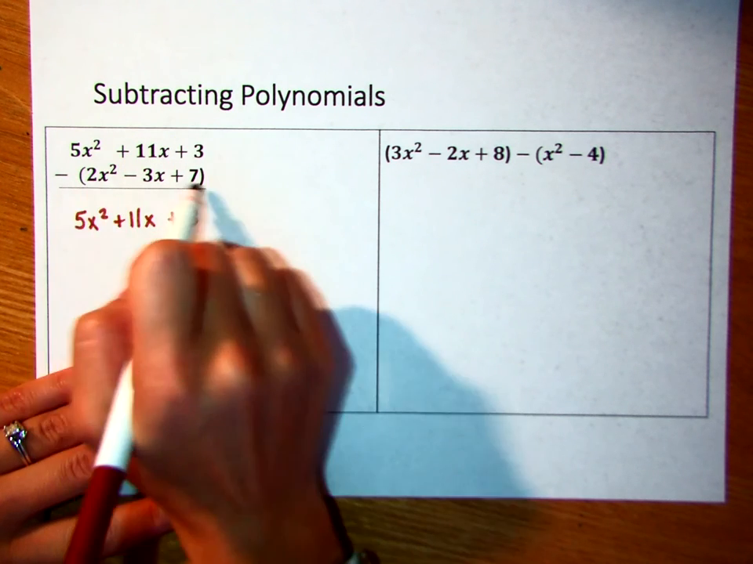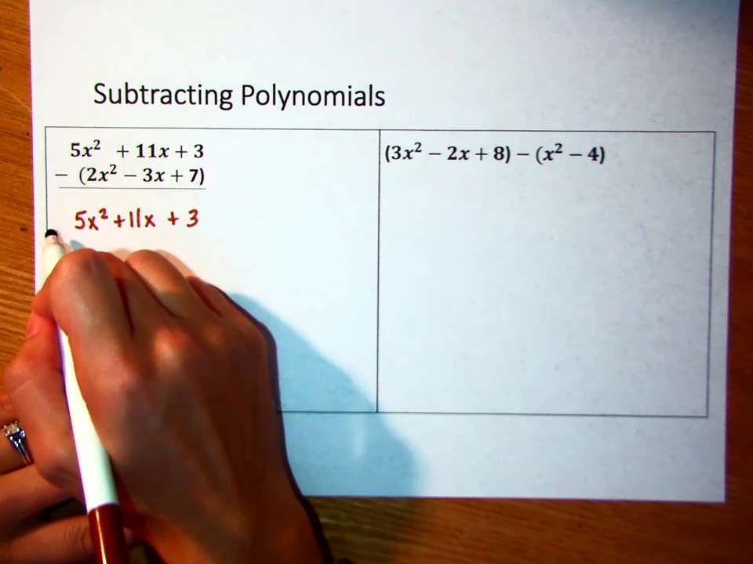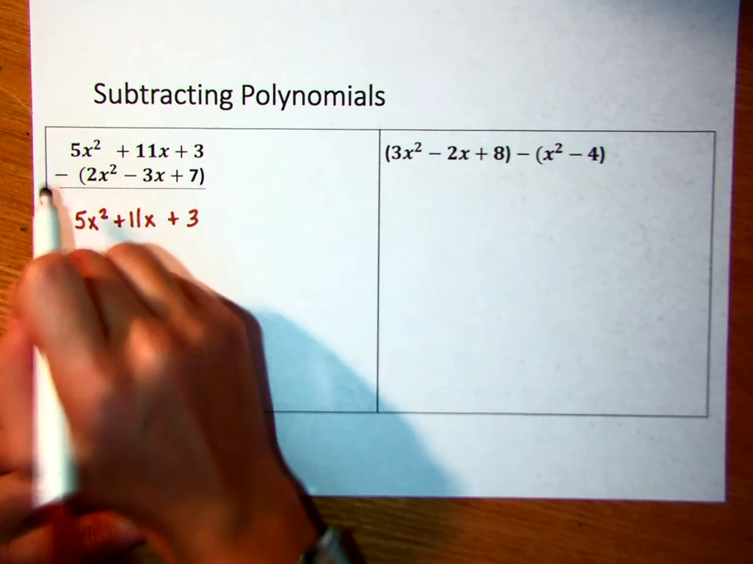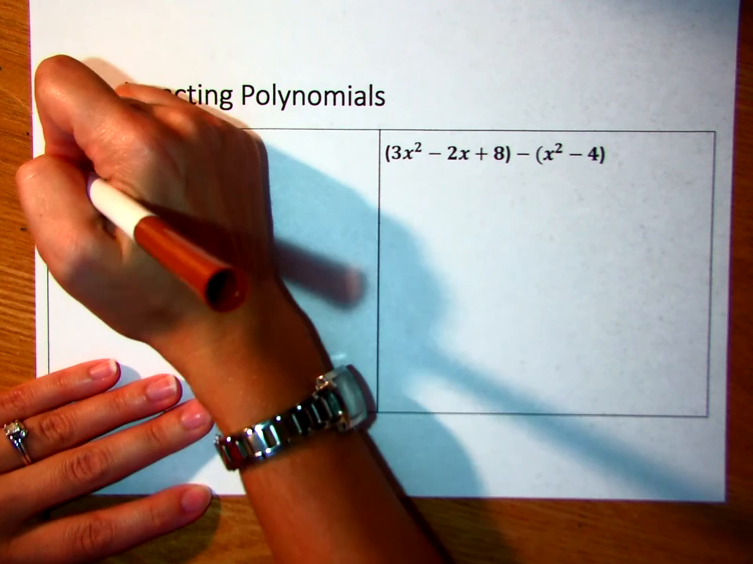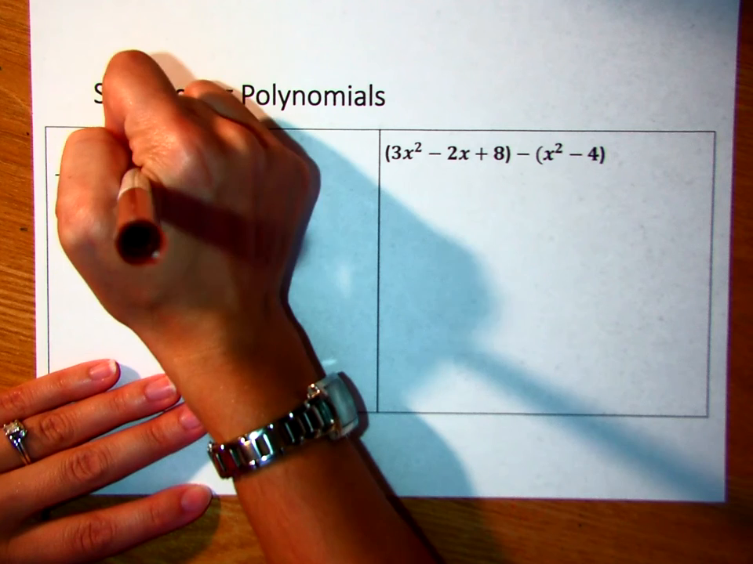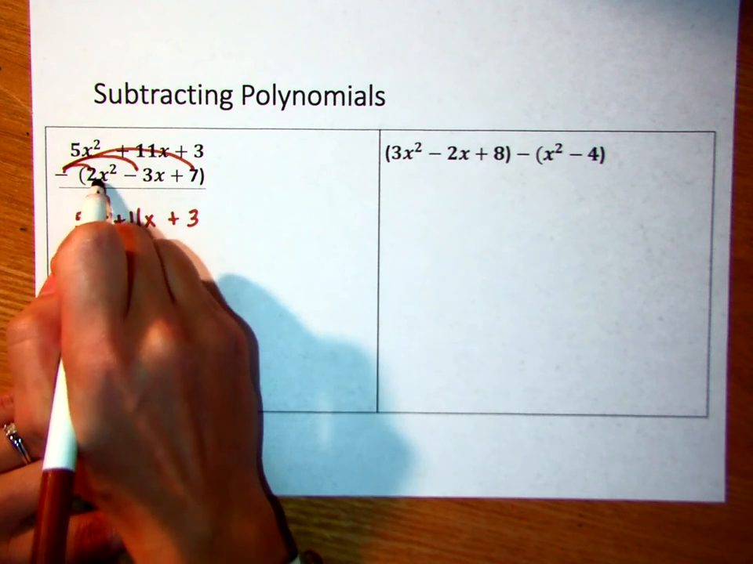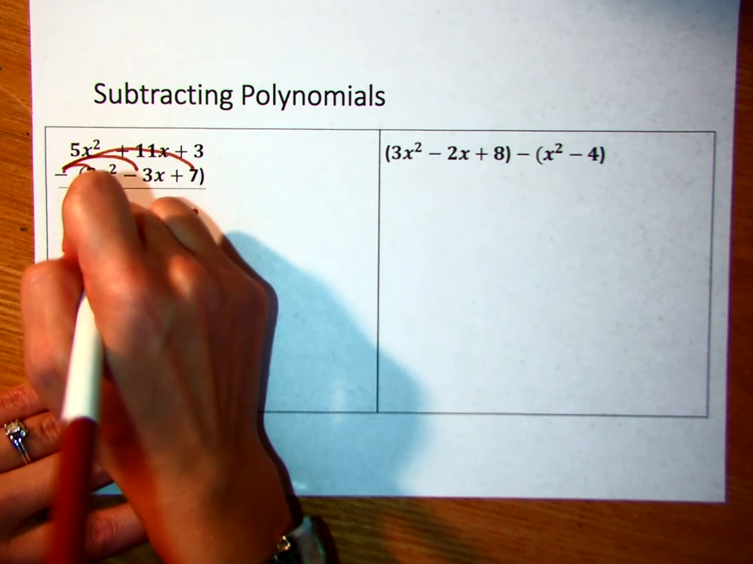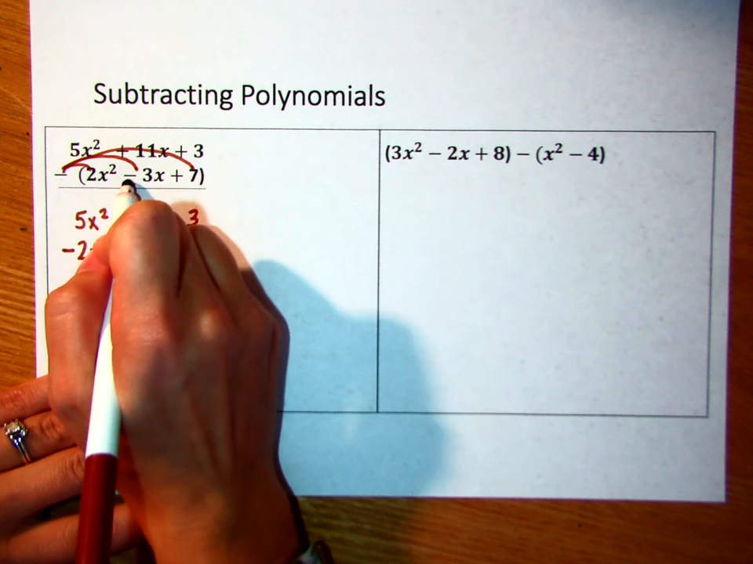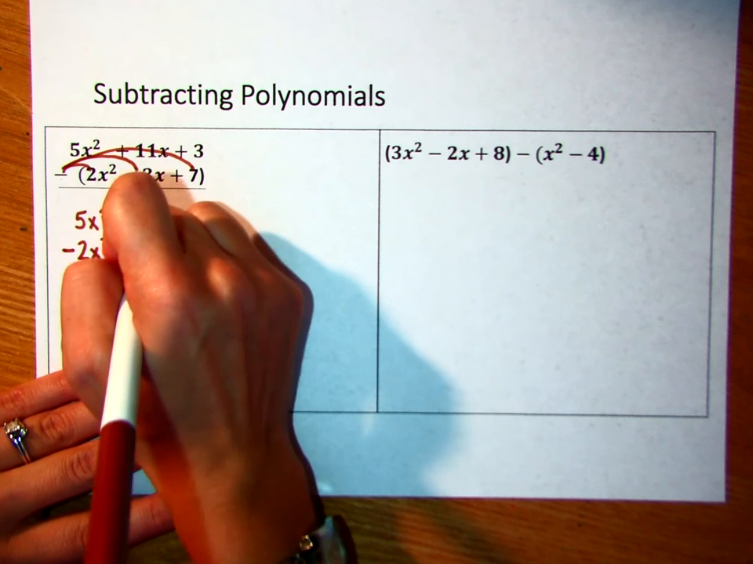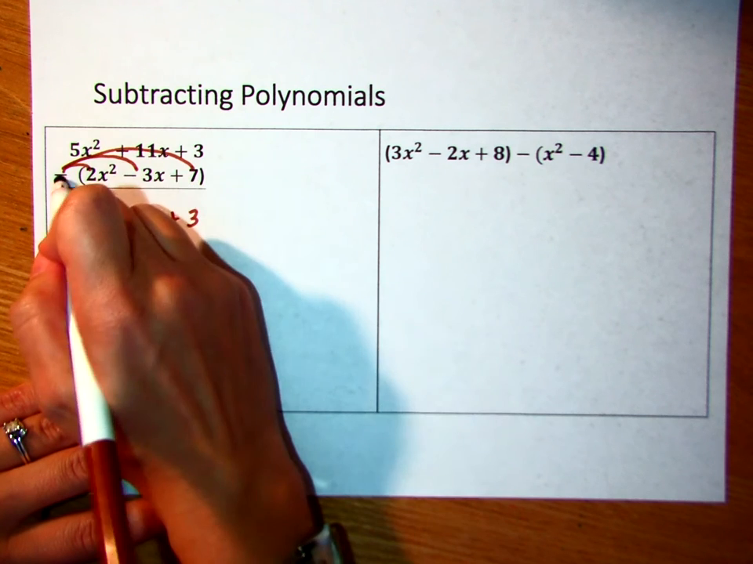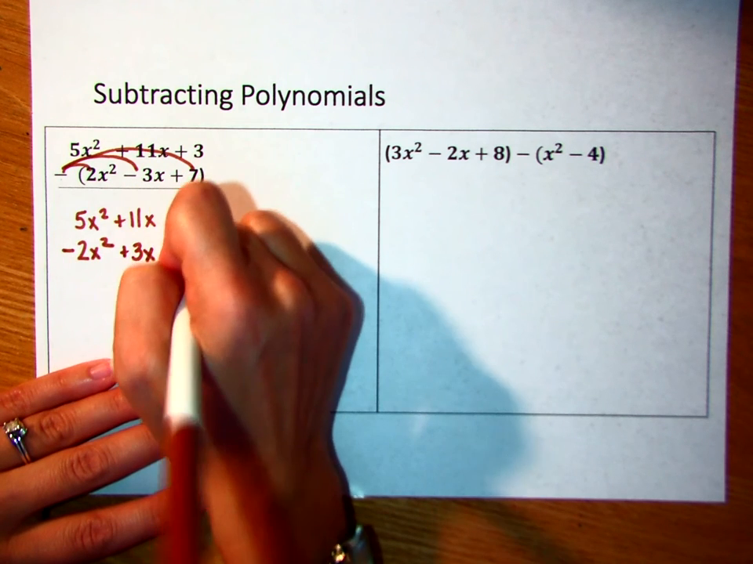Now we want to make sure that this lines up with our like terms. If not, we leave a space. So now look at this subtraction sign. It's outside the parentheses, which now means we've got to distribute it to every term. So negative times 2x squared is negative 2x squared. Negative times negative 3x is positive 3x. Negative times 7 is negative 7.